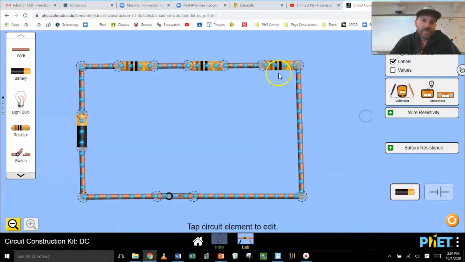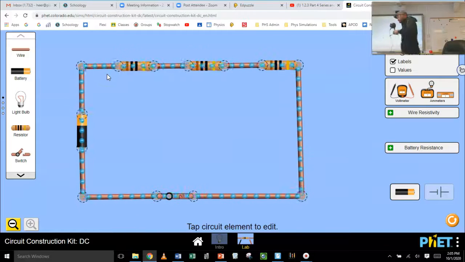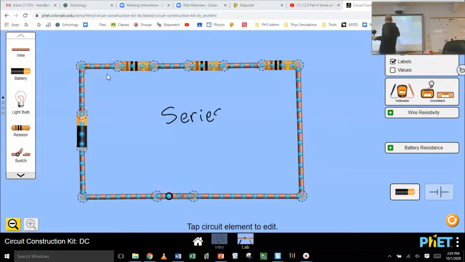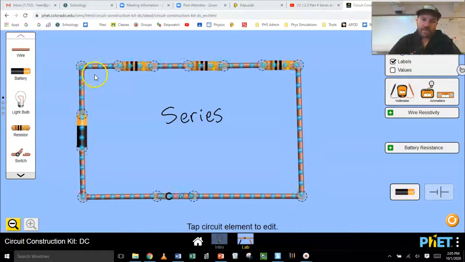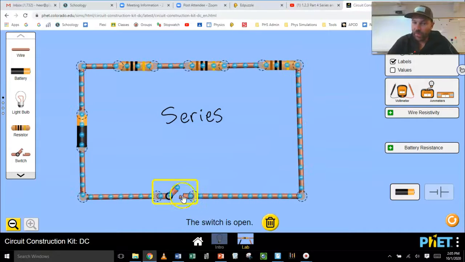So if you look here, this is a series circuit right now. I'm going to write series up on the board so it's always with us. This is how you hook up things in a series circuit. There's only one pathway for the electricity to flow. If you break that path anywhere, like this switch, I click on it, it opens up the pathway. The current stops everywhere. Close the switch, open the switch. This is called open. This is closed.